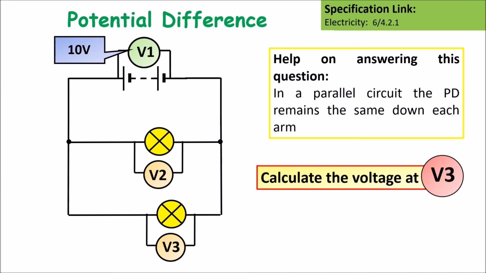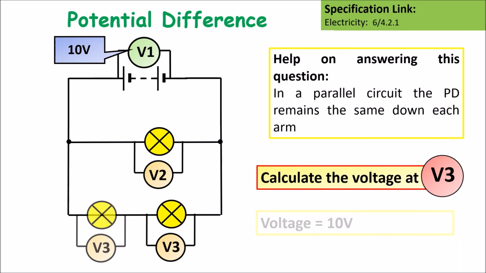So if we look at this example, we look at the voltage in voltmeter 3. Because voltage remains the same in parallel, it's also going to be 10 volts. In this example, however, because we've got two components over that arm, we're going to have 10 volts, however it is going to be divided by 2. So that would give us a potential difference of 5 volts.